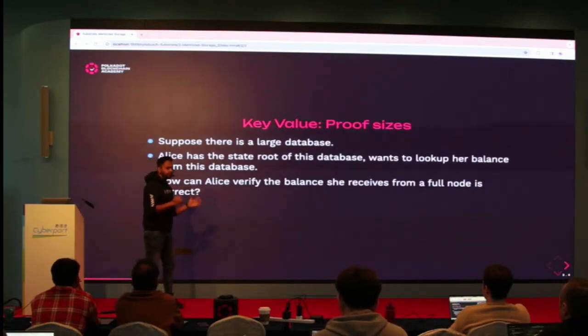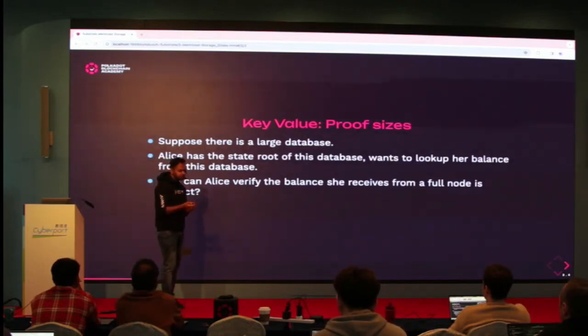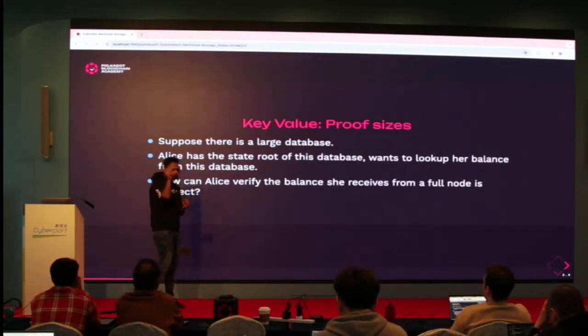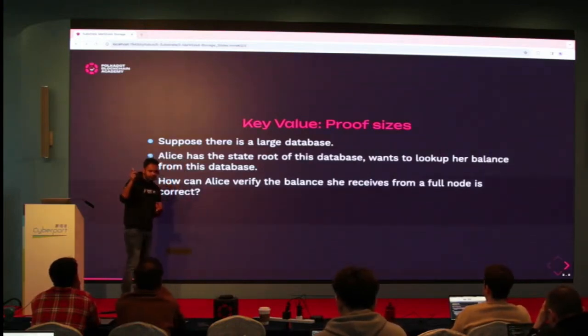There is Alice who runs a light client. What does a light client mean? She does not execute all the blocks. She just follows the block headers, and block headers have a state root, right? And now she wants to check her balance. So what will she do?